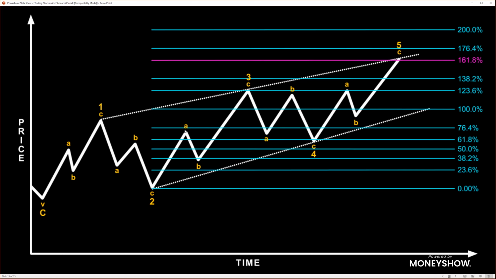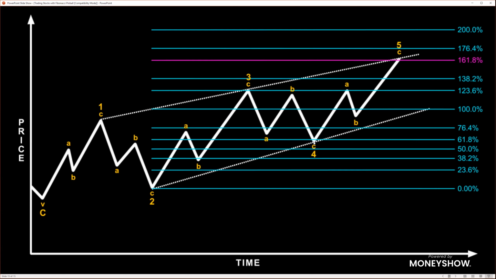Again, I don't want to get too deep into the details, but you can see that they're subdividing as ABC structures. That is a characteristic of diagonals. But the most common target for a third wave within a diagonal is the 1.236. And usually we're looking for the 100% to the 1.382 fib as our overall target range. Just the most common is the 1.236.